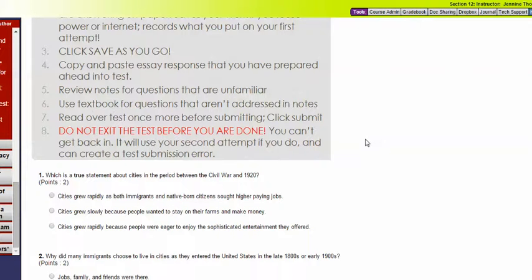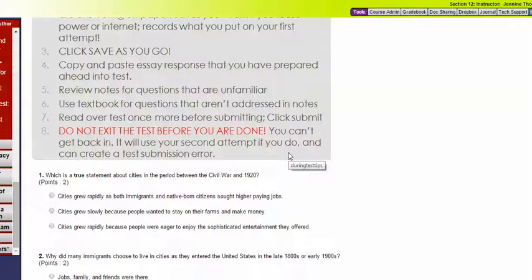Copy and paste essay responses that you have prepared ahead of time. You get the essay or the short answer questions ahead of time in class in live session, so you are expected to write those responses ahead of time and copy and paste them into the test. Review your notes that are unfamiliar. Use the textbook for questions that aren't addressed in the notes, and read over the test one more time before submitting. Again, remember to click submit before you finish and exit the test.